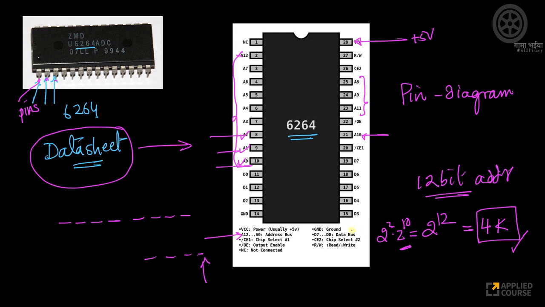Now, what is the size of the data bus? Look at this. It says the data bus here is D0 to D7. So D0, D1, D2. Again, this goes to the ground. Ground basically means 0 volts. This 14th pin here. So here is your power, plus 5 volts. This is ground, 0 volts. You need both of them for a chip to work, right?